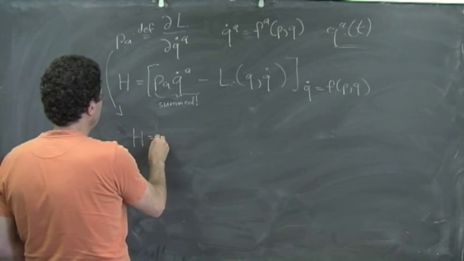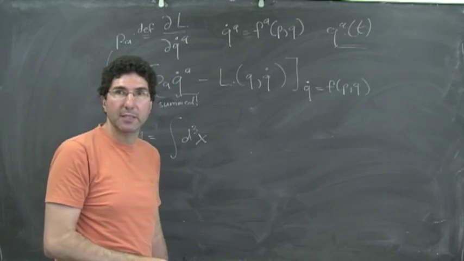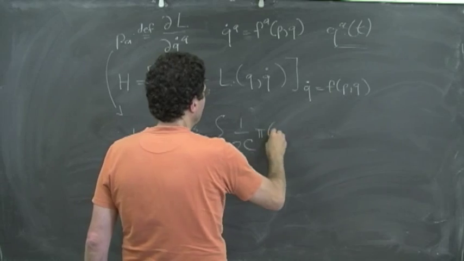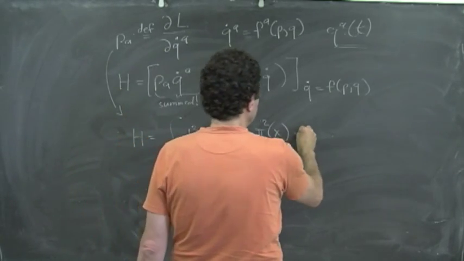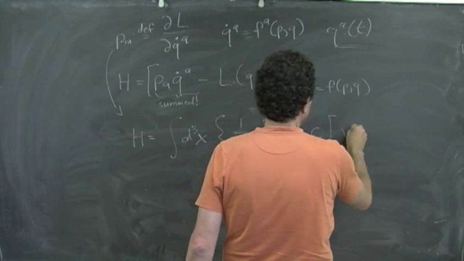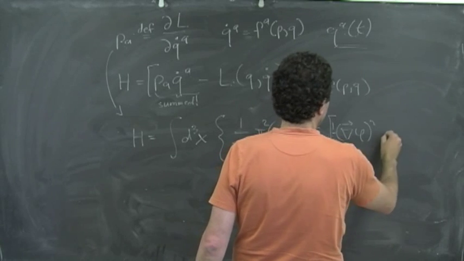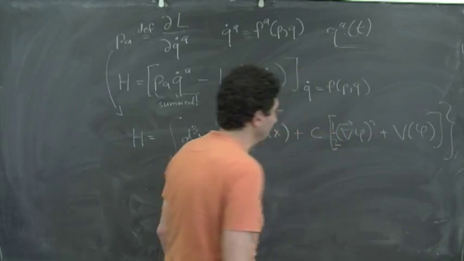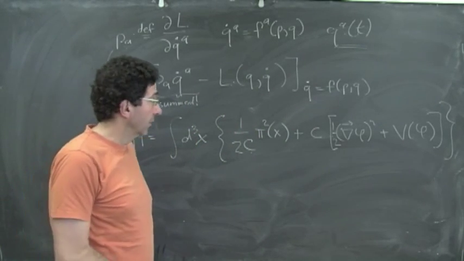Well, the Hamiltonian I get here is an integral over d cubed x of 1 over 2c pi squared plus c times grad phi squared, with a 1/2, plus V of phi, it turns out. Okay, so you can do a little bit of the algebra. Now, notice a couple of things.